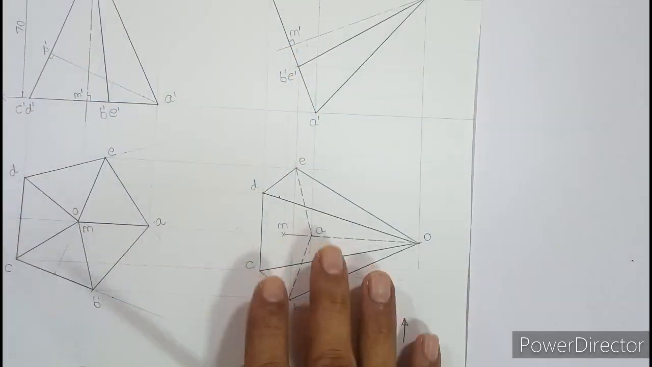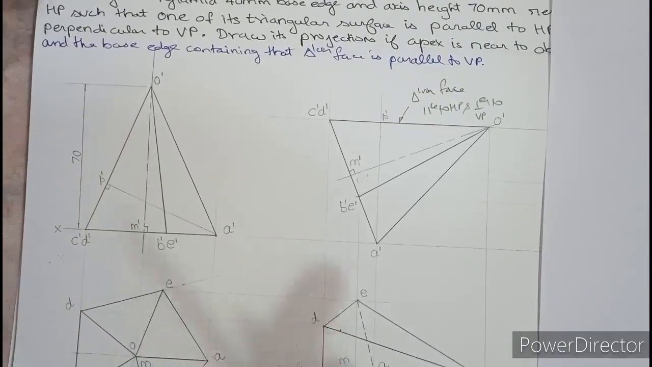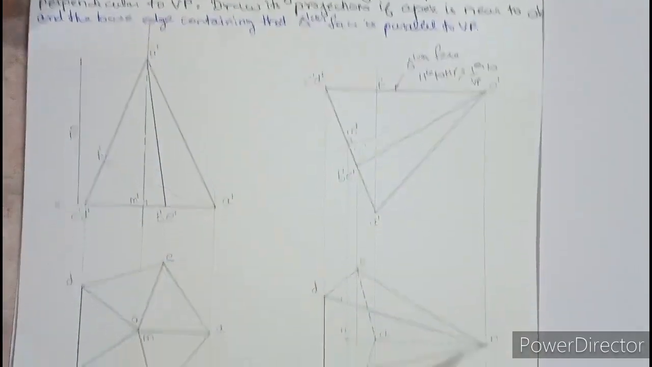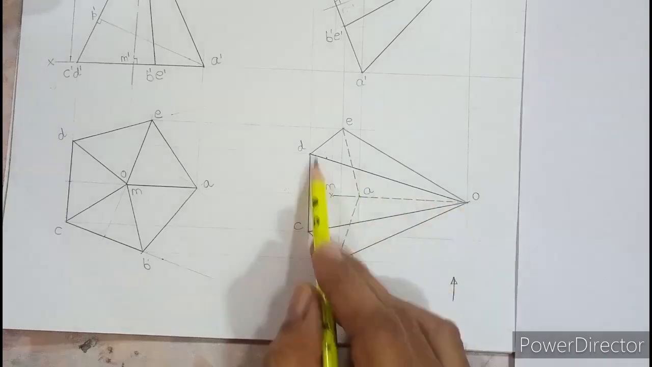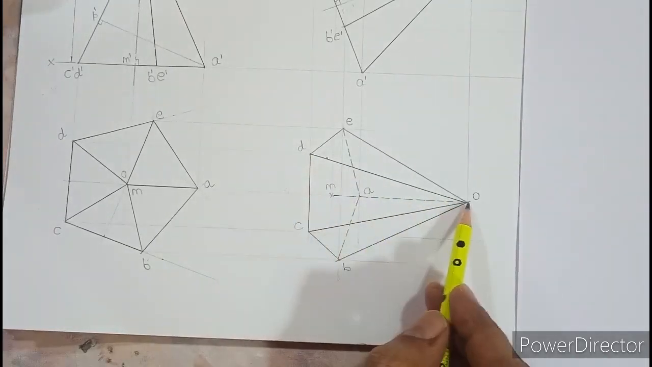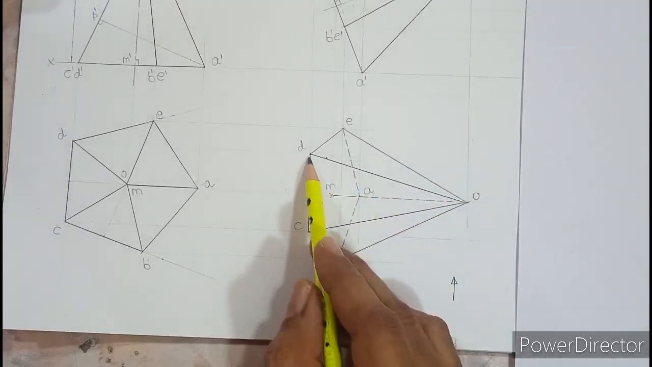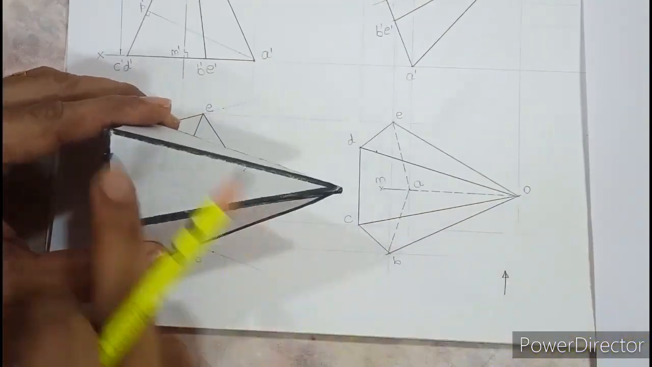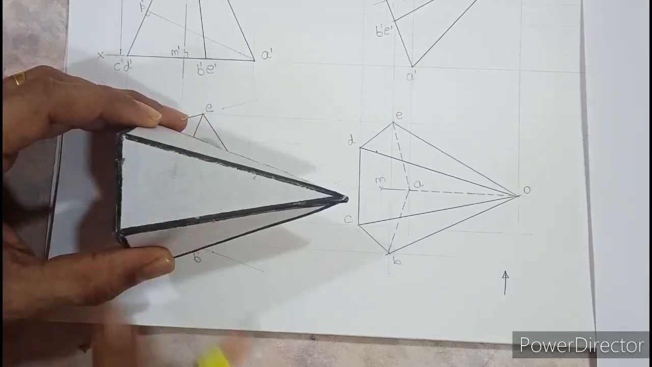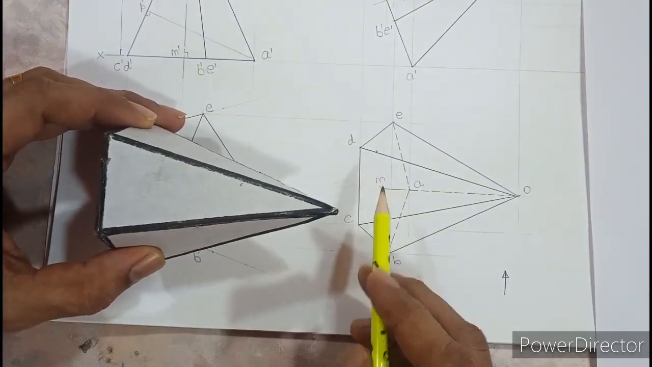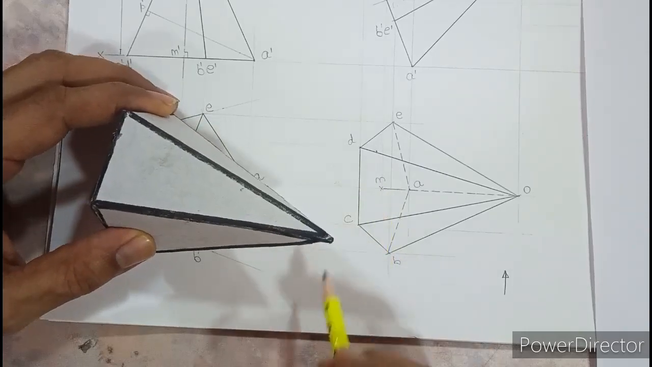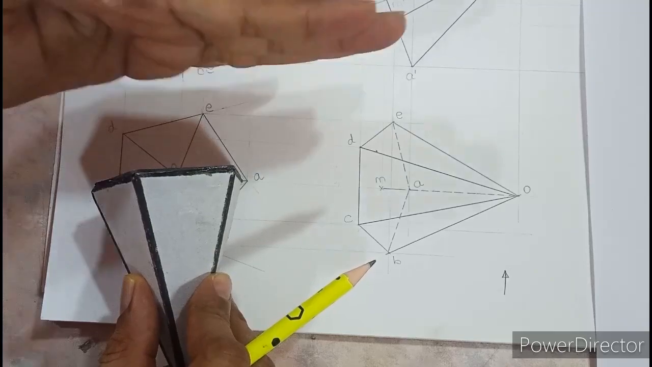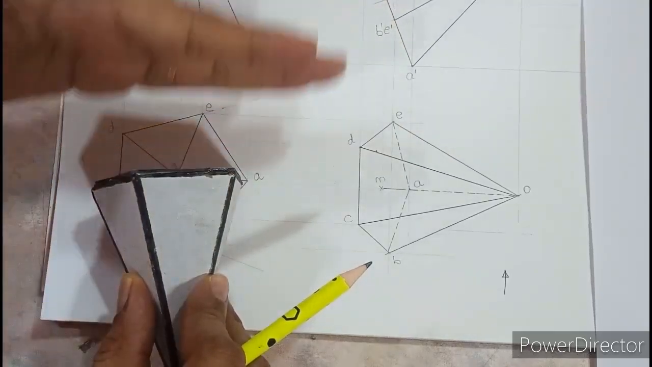So if you read the question thoroughly, they have said the base edge containing that triangular face is parallel to VP. So which triangular face? The one which is under consideration. If you look at this triangle OCD, CD is the base edge. In this case, CD is over here. This edge is CD. So they have said to turn the pyramid such that the apex is near to the observer, and this edge CD has to be parallel with the vertical plane which is behind. So this line has to be parallel.